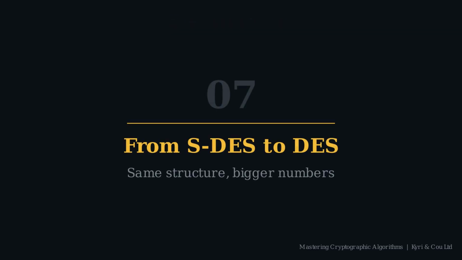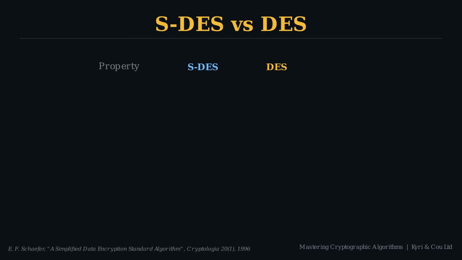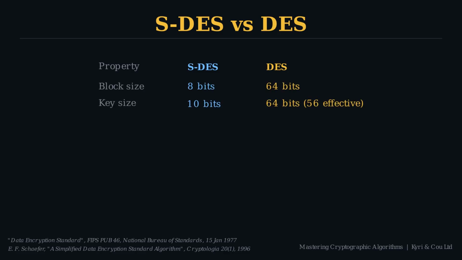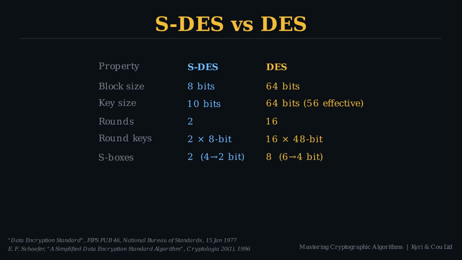So how far is this from the real thing? SDES is a teaching cipher, published by Ed Schaefer in 1996 precisely so that students could trace every bit, the way we just did. The real DES became a United States federal standard back in 1977, and it's this same blueprint at full size. It uses 64-bit blocks instead of 8 and a 64-bit key, of which 56 bits are effective instead of 10. It runs 16 rounds instead of 2, and each round is fed by its own 48-bit round key. It has 8 S boxes instead of 2. They're bigger tables, taking 6 bits in and giving 4 out, but it's the same row and column lookup you just did by hand.